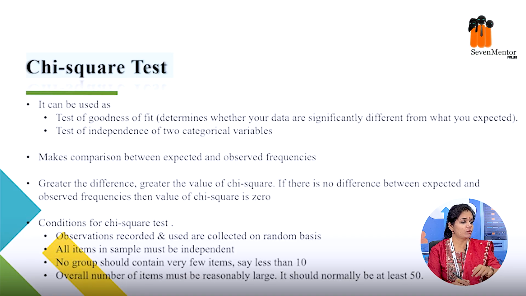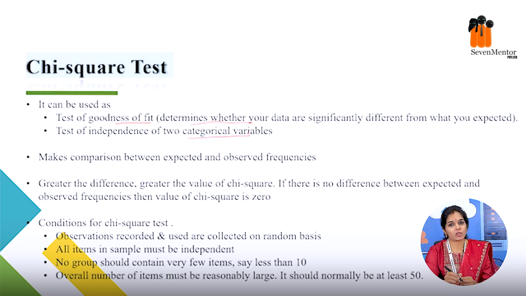Okay, let's start with the chi-square test. It is used as goodness of fit. Meaning what? It determines whether your data is significantly different from what you expected. It checks whether the data you are expecting is significantly different or not different. It is also a test of independence of two categorical variables.